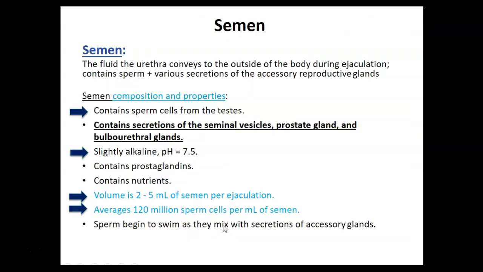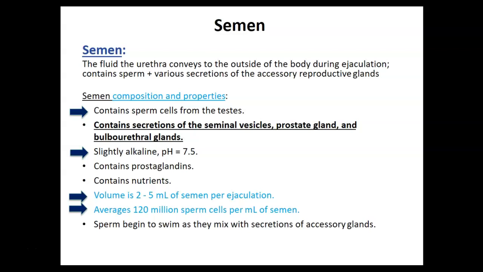So eventually, when sperm are going to leave the body, they leave in a fluid called the semen. The semen is made up of sperm plus a whole bunch of secretions that we're going to talk about right now. The secretions come from the seminal vesicles, the prostate gland, and the bulbourethral gland. The bulbourethral gland is also called the Cowper's gland. So if you've heard of that, either one is correct to say. Neither one would be wrong.